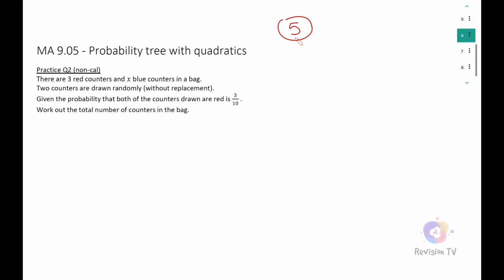So there are 3 red counters. So red is 3. Blue counters, there are x. So the total is x plus 3. I tend to like to write the x in the front first. You can write 3 plus x, but sometimes it can be quite confusing. Sometimes it's just weird how a brain works.